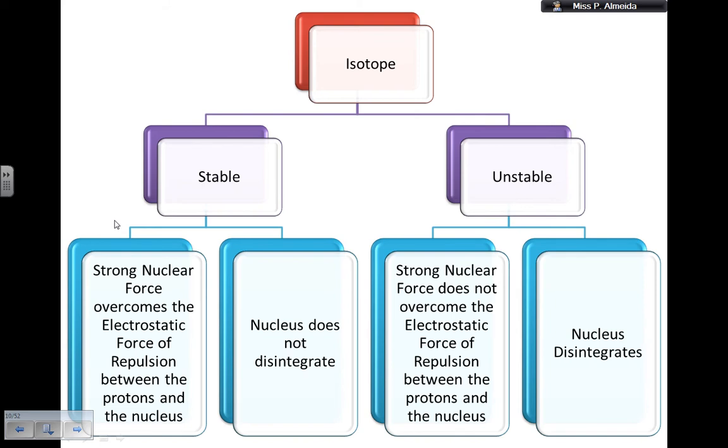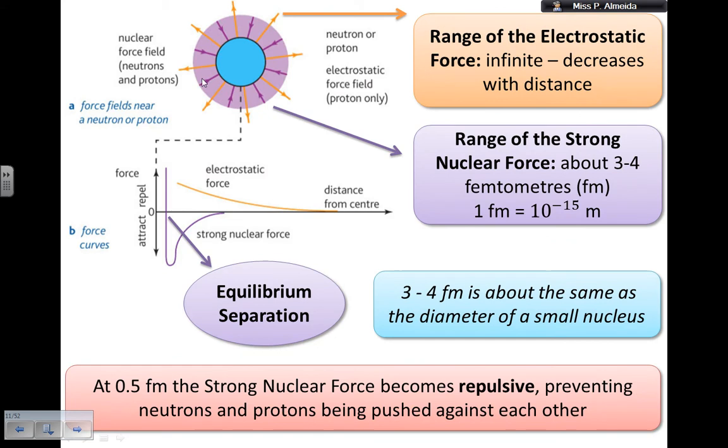If it's unstable, then the opposite happens. So the strong nuclear force cannot overcome the electrostatic force that is trying to get them to go further away and apart from each other, and therefore the nucleus disintegrates, okay? Now, how does this work and how can we predict if something is stable or unstable? Let's look at this picture in here.